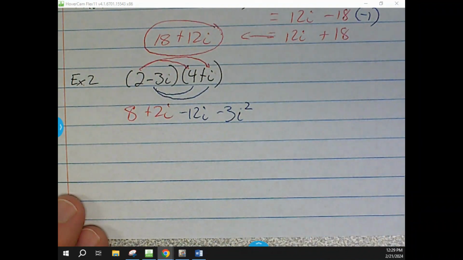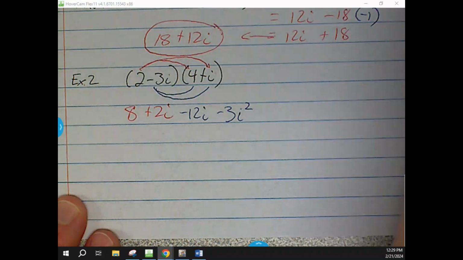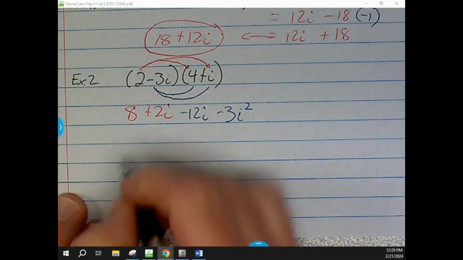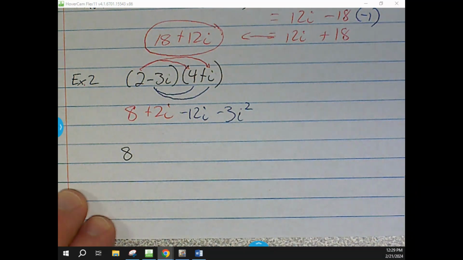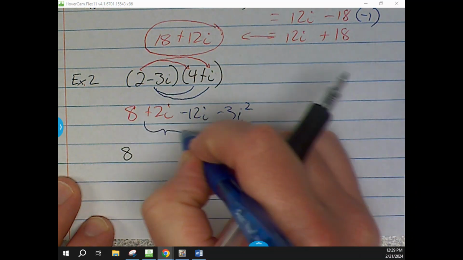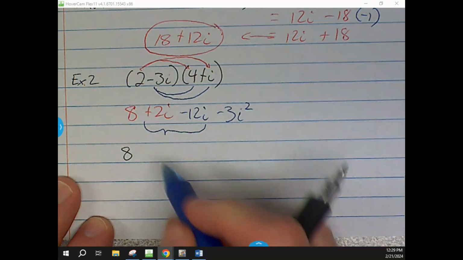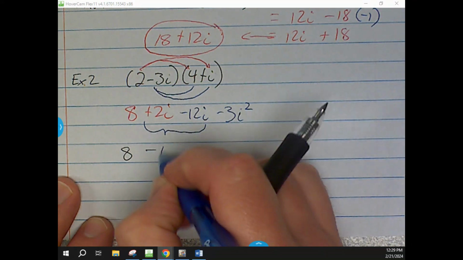Okay, and for all the problems like this where you set up and you do the FOIL method, it should always be the same thing. The first number is good. It's 8. There's not really anything you can do with that part. The 2 terms in the middle, though, they have the i term. So this is basically the adding, subtracting. It's 2 minus 12. You can make that negative 10.